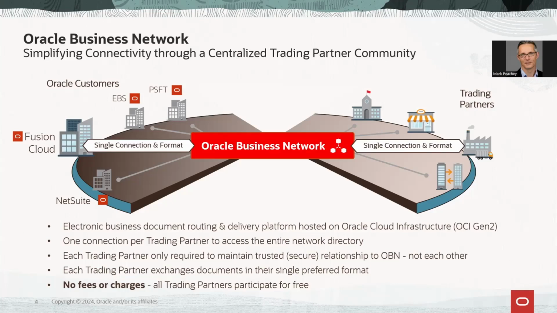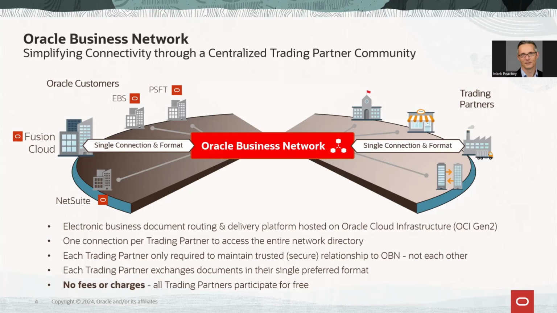Now, for folks that are running Oracle systems, we support not just the business suite, but we allow for Fusion Cloud customers, PeopleSoft customers, and from the beginning of this year, we introduced the ability for NetSuite customers to leverage OBN in order to exchange documents with the trading partners that they are working with.